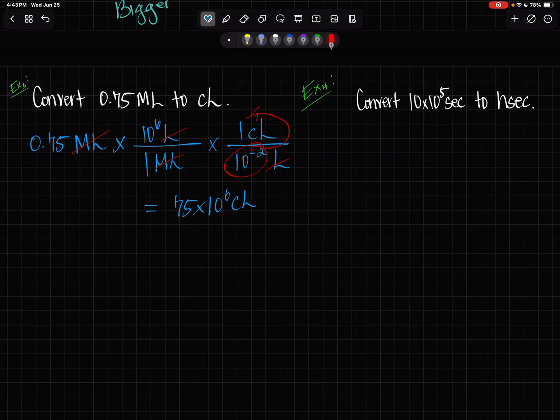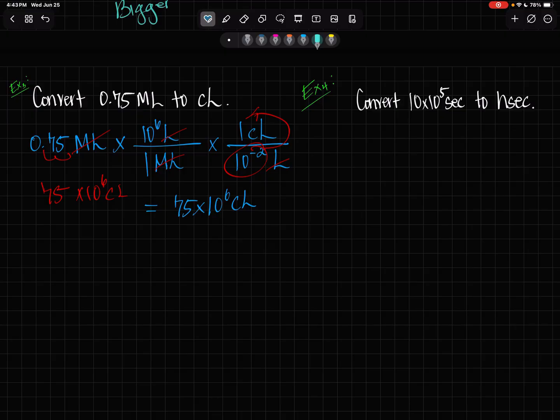And in this case, it checks out, right? What happened was this 10 squared moved this decimal. So 75 times 10 to the 6th. And then you just bring in your units, which is exactly what happened to get that answer. So let's go ahead and check it.